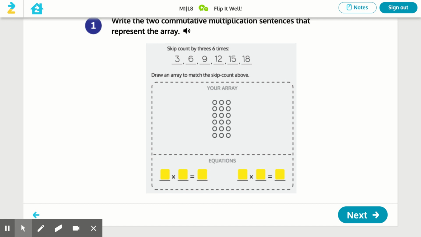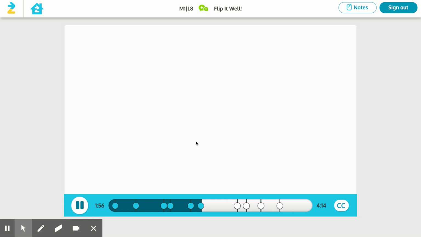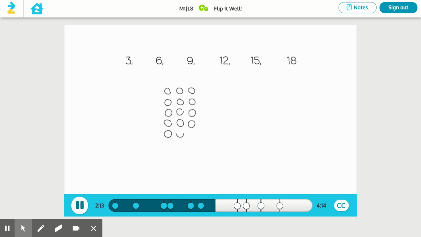Well, let's check them out. We could first write an equation based on our rows and then our columns. We could also write an equation based on what this array would look like if we flipped it. Ethan, 3, 6, 9, 12, 15, 18. Awesome. Kayla, take it from there. Since I had counted 6 groups of 3, I drew an array that showed 6 rows of 3 circles. Nice. Ethan, finish it off strong for us.